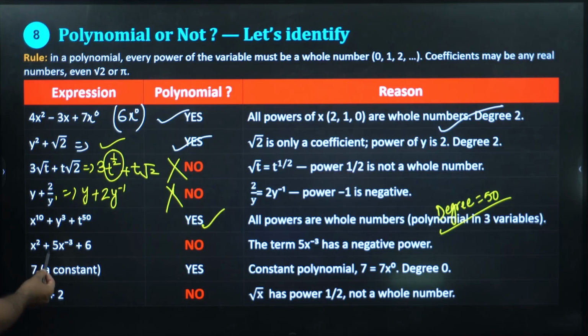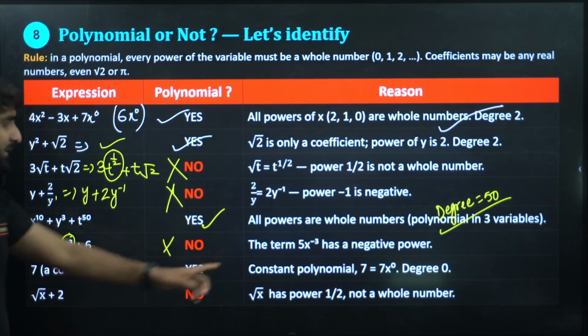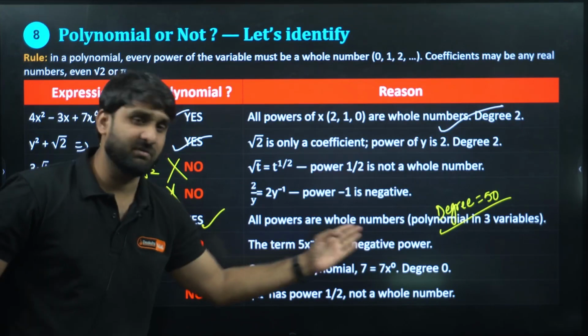Next, x square plus 5x to power minus 3. Oh my god, if a variable has a negative power, it means it will not be a polynomial. The term 5x to power minus 3 has a negative exponent. The reason is also given there.